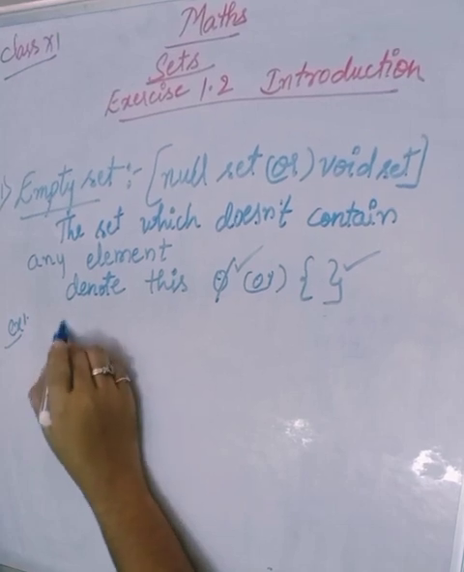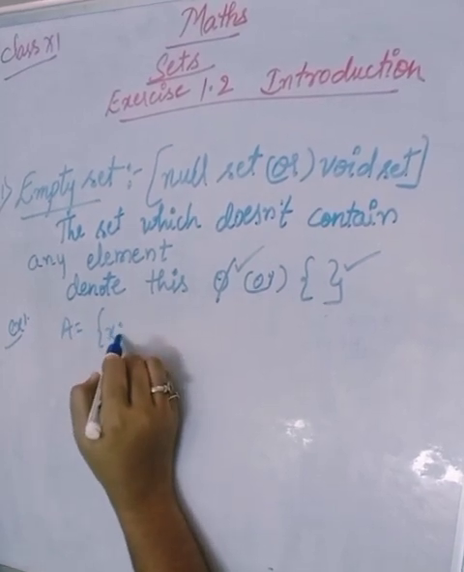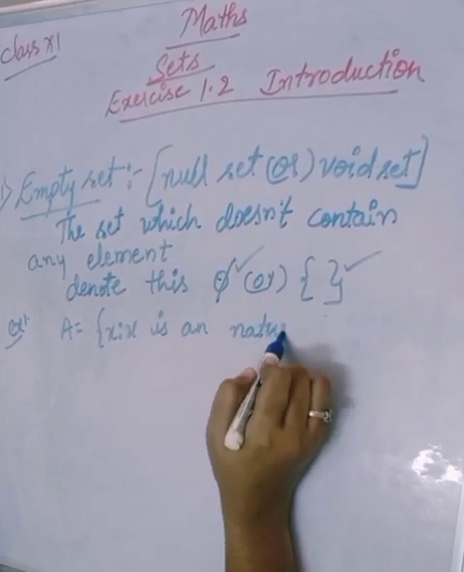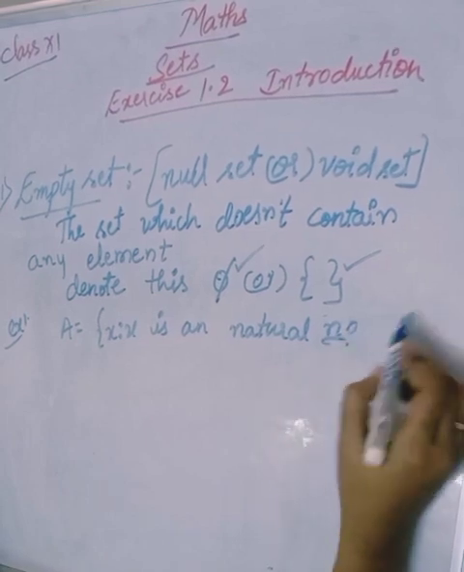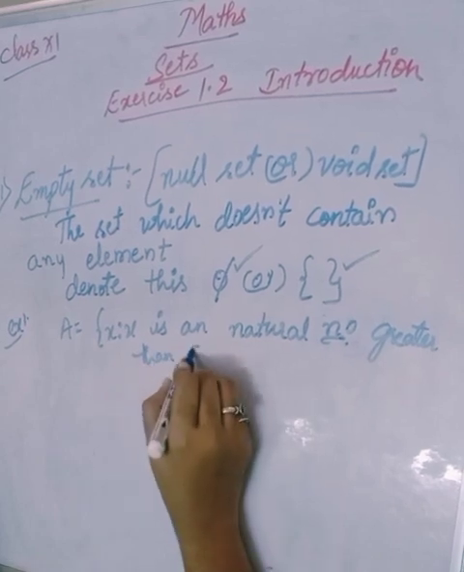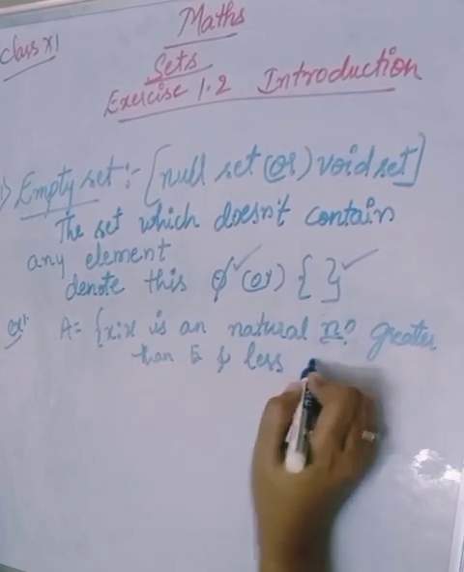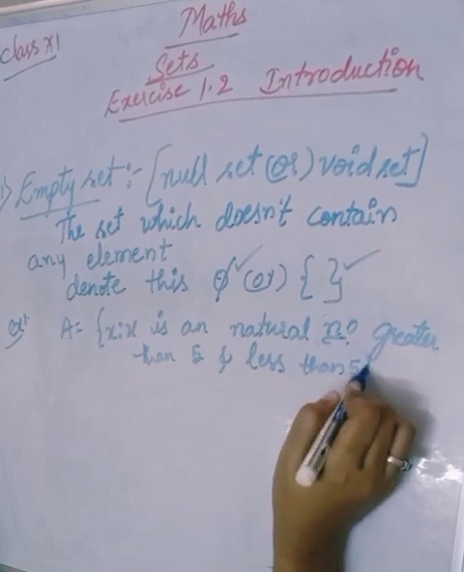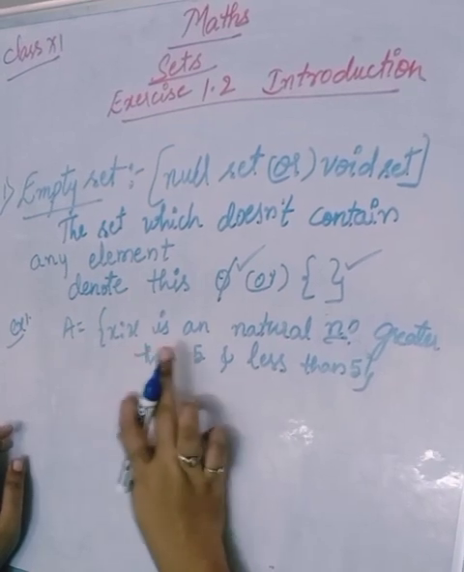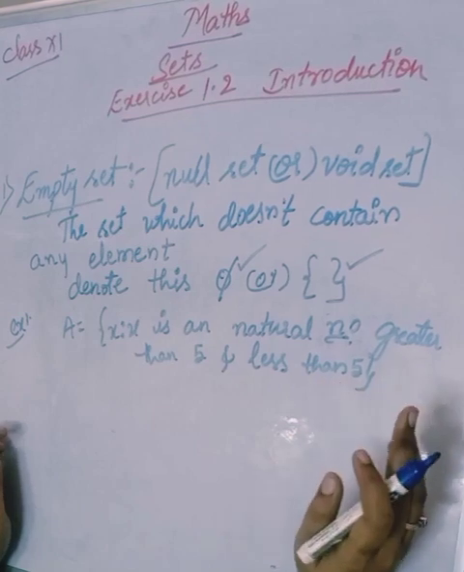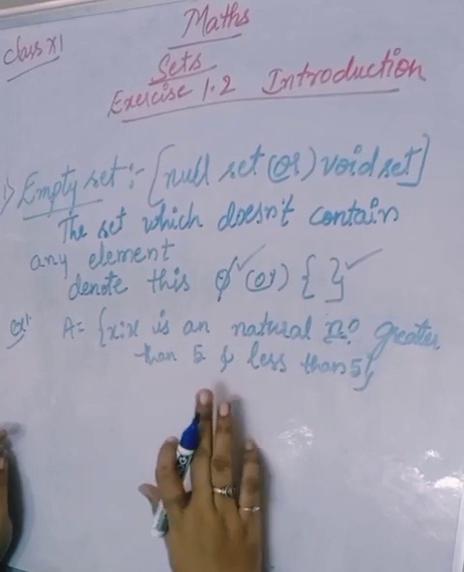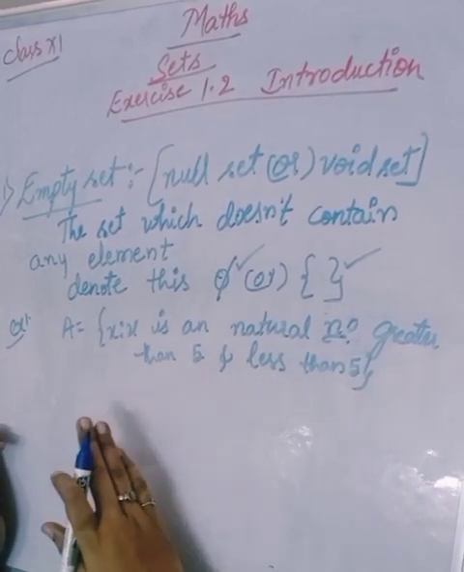So I'll take A is equal to {x : x is a natural number greater than 5 and less than 5}. You can observe here, they said A is equal to the set of x such that x is a natural number. That means 1, 2, 3, 4 like that. That is greater than 5 and less than 5. Which number is greater than 5 and less than 5?